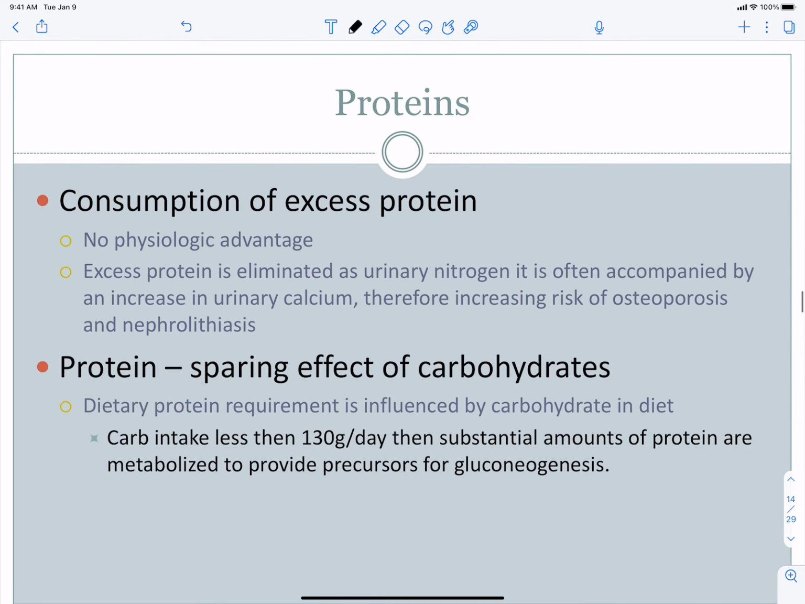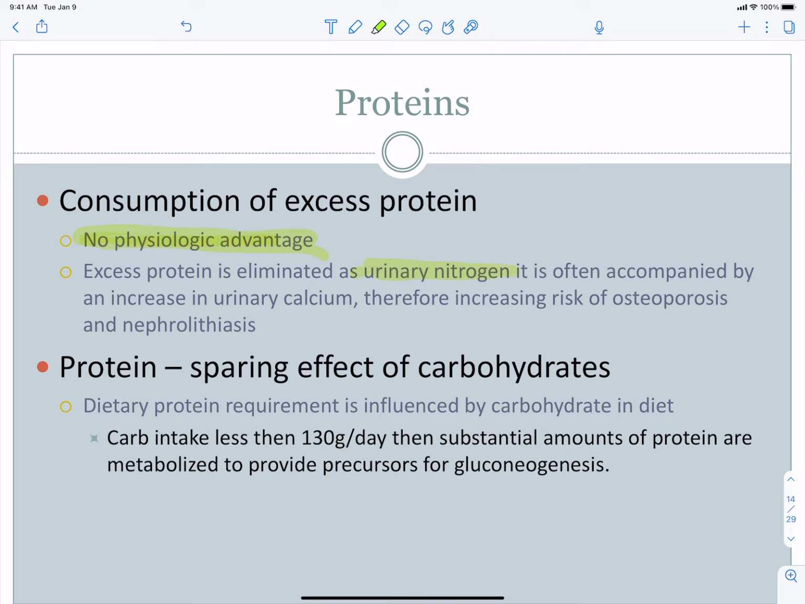Now, consumption of excess protein, here are some things to keep in mind. There's no physiologic advantage. It's not like if you eat more protein, your muscles are going to gain more mass. That is not true. If you're eating more protein, basically you're eating more carbon skeletons attached to nitrogen. And so your nitrogen is what's going to have to be dealt with at the level of biochemistry, at the level of metabolism. And so excess protein is going to be eliminated as urinary nitrogen.